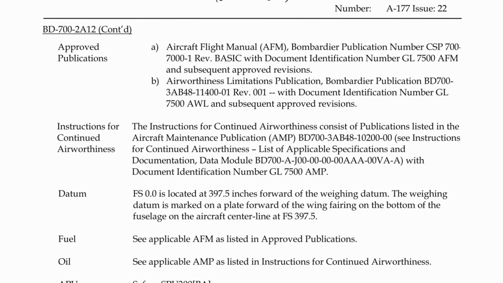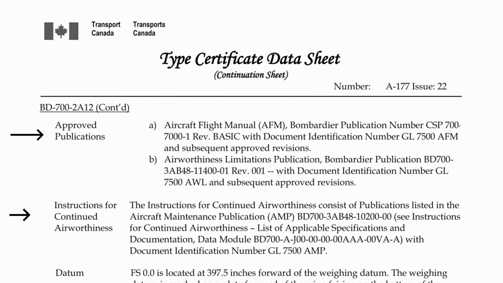Interesting. Okay. Moving on, just after this part, we have approved publications and instructions for continued airworthiness. I see they mentioned the aircraft flight manual and the airworthiness limitations publications. So are these the only manuals that you would need to maintain the aircraft? And one question that I have, why is the MRBR not listed there? Right. So I guess to answer your first question, no, these are not the only documents that are required for the operation of the aircraft.